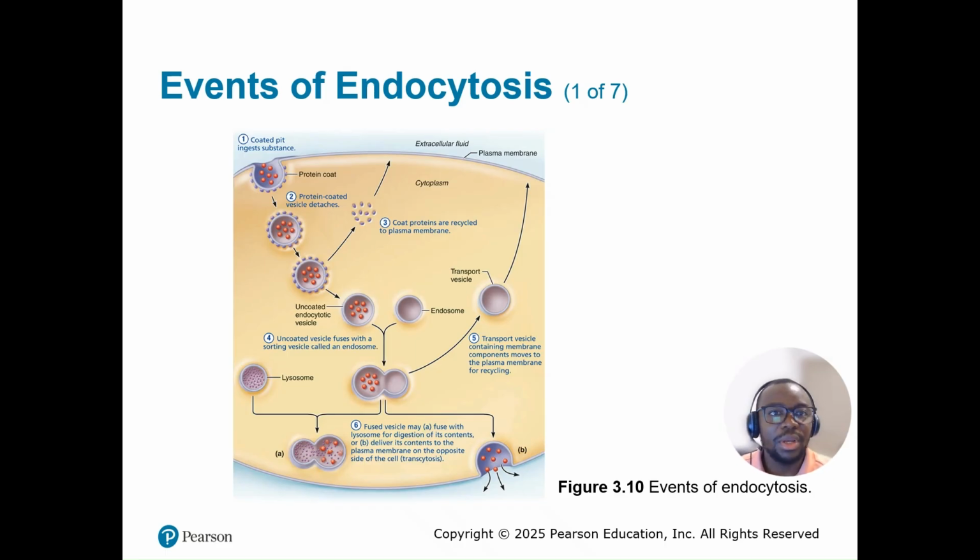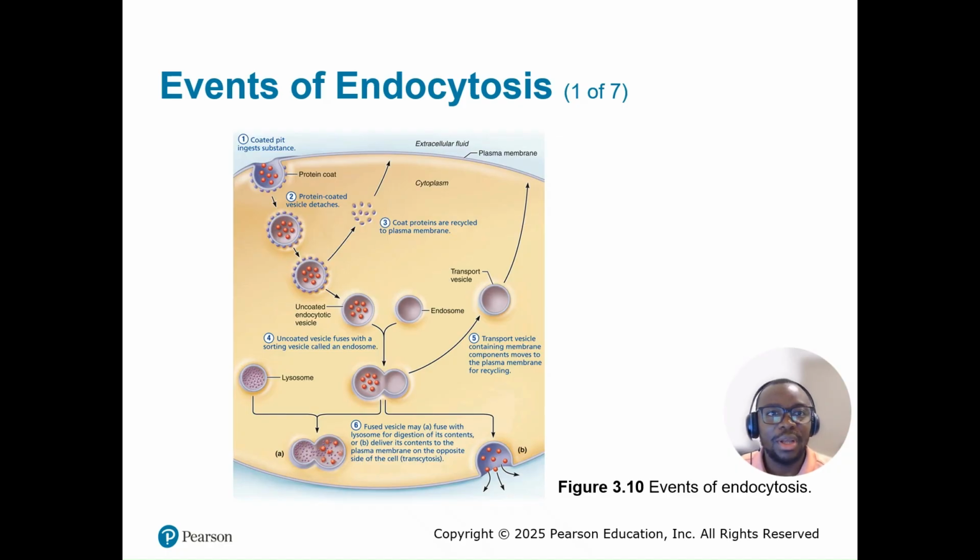This figure illustrates 6 steps in endocytosis. In step 1, a protein-coated pit in the cell's plasma membrane ingests a substance. In step 2, a protein-coated vesicle detaches from the pit and into the cell. It loses its protein coat as it moves further into the cell. In step 3, the coat proteins are recycled back to the cell's plasma membrane.